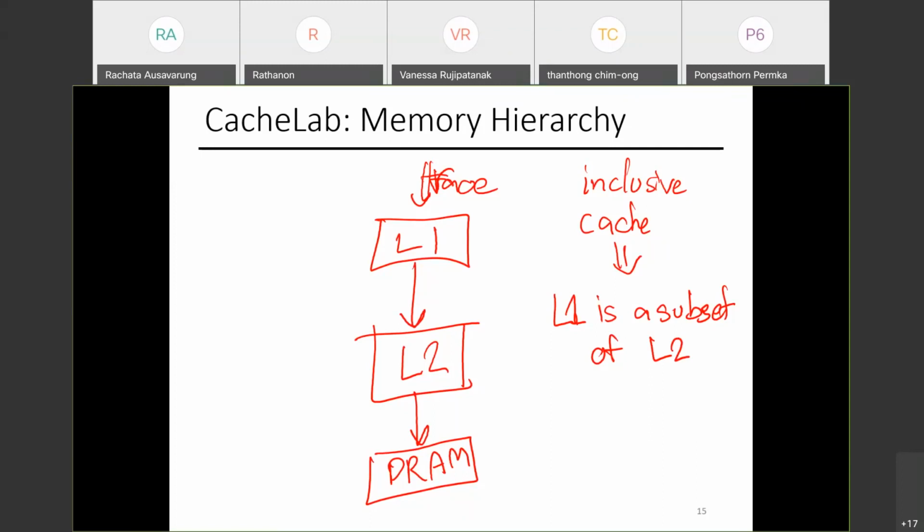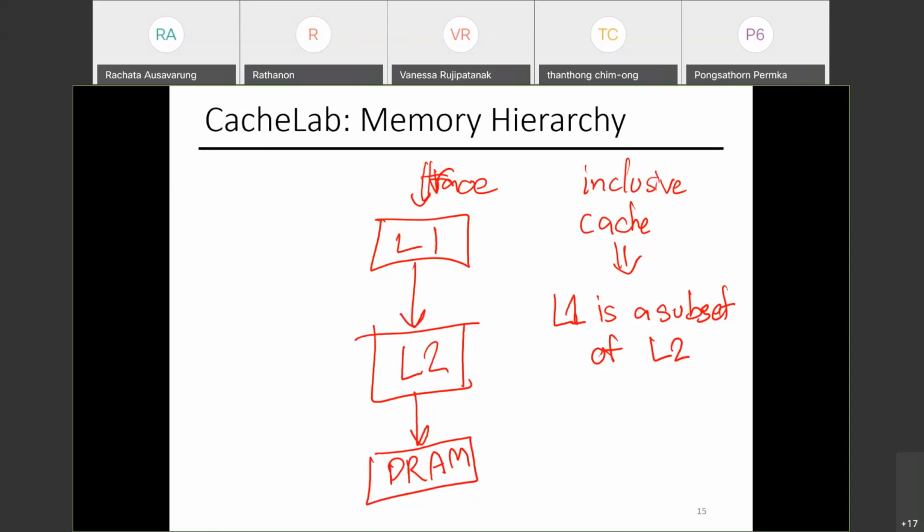If you kick something out of L2, make sure that the same address gets kicked out of L1. Why is that the case? Because L1 is a subset of L2. So if you kick something out from L2, make sure that same address doesn't appear in L1.